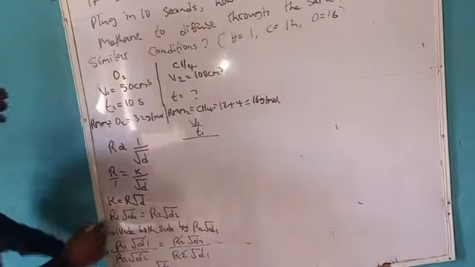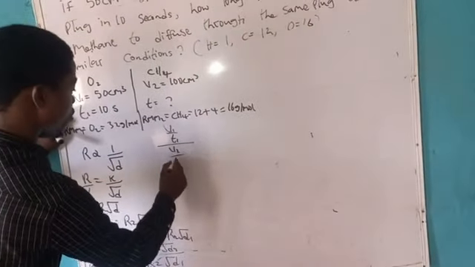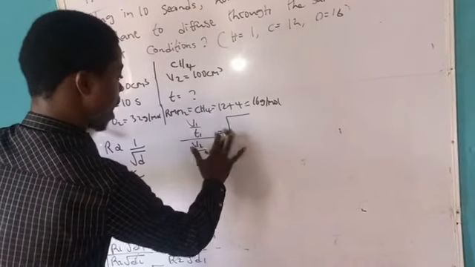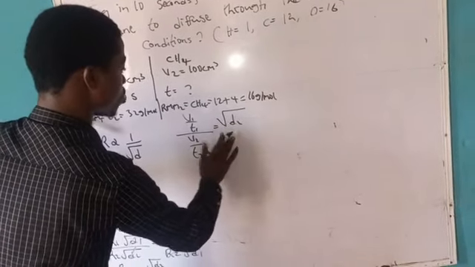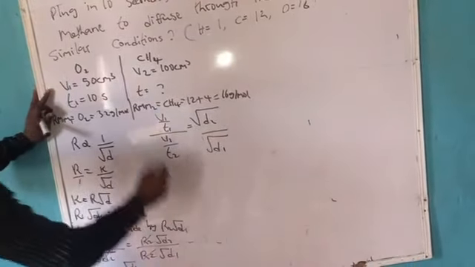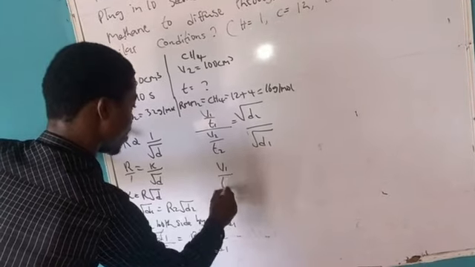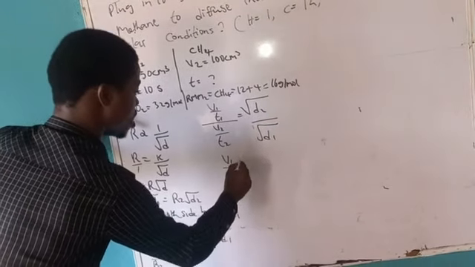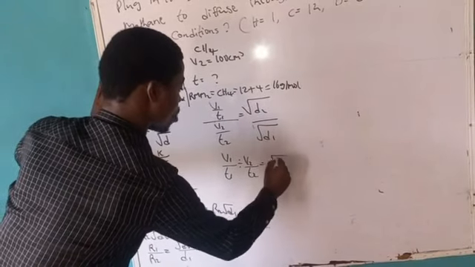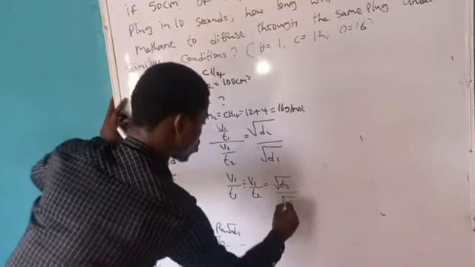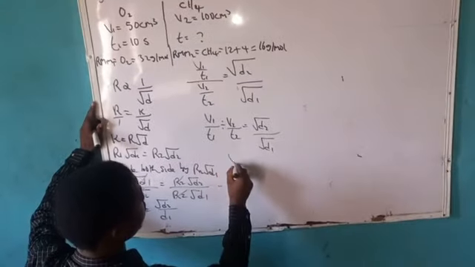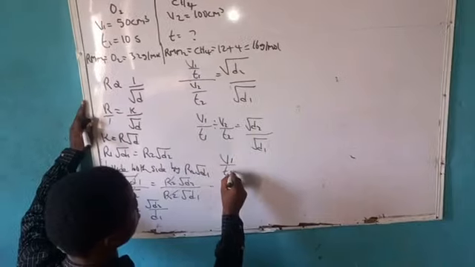And then for rate 2, that's V2 over T2, is equal to the square root of the first gas. What is that? V2, and then the next one is what? Square root of V1. So if we continue, we have V1 over T1, this divided by V2 over T2, is equal to square root of D2 over square root of D1.